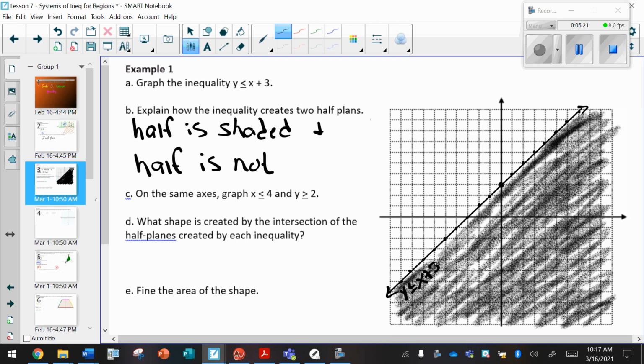Now here's where our colors come into play, because I asked you to grab 3 different colors. On the same set of axes, graph x is less than or equal to 4, and y is greater than or equal to 2. Use a different color for each one of those, please. Graph them both. x is less than or equal to 4 is a vertical line through where x is 4. And if x is less than or equal to 4, that means it's going to be shaded down below the 4 towards those smaller x values. So that's over here.